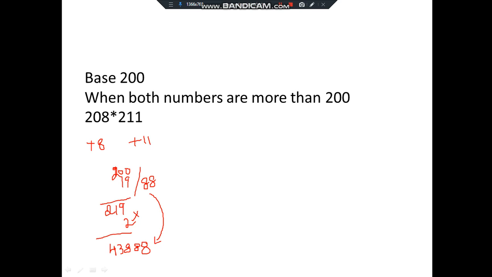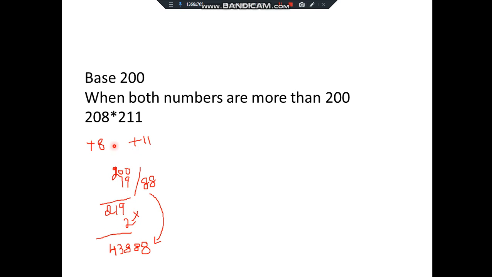Now, the next possibility is when the base is 200 and both the numbers are more than 200. See the example, 208 into 211, which is plus 8 and plus 11 from the base 200. Now add both, you will get 19. So add 200 and 19, you get 219.